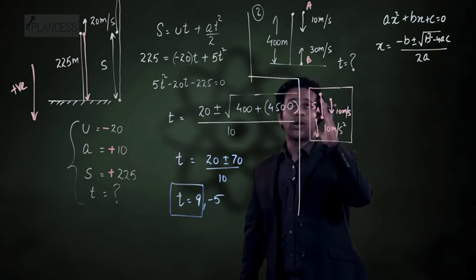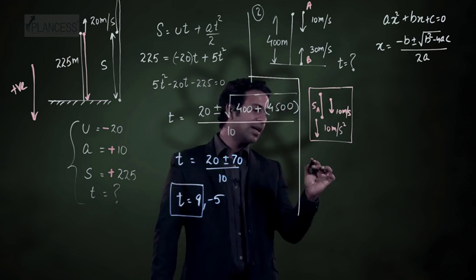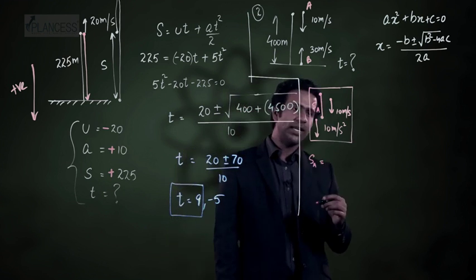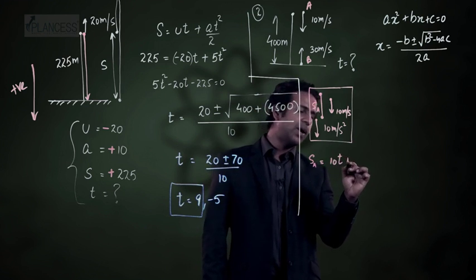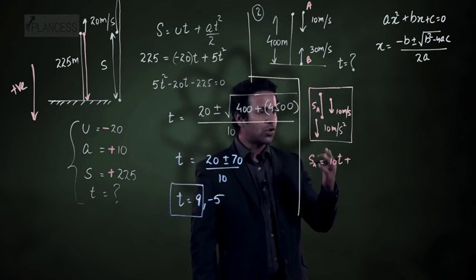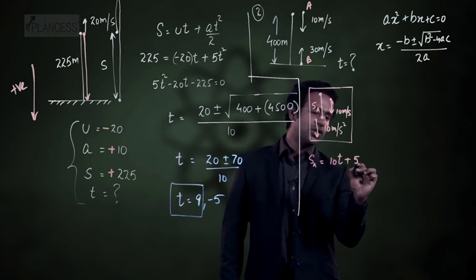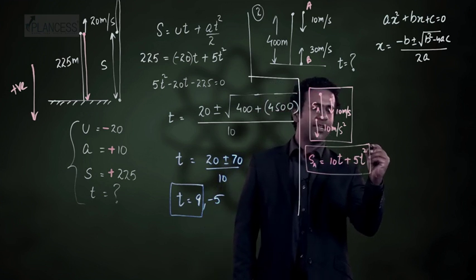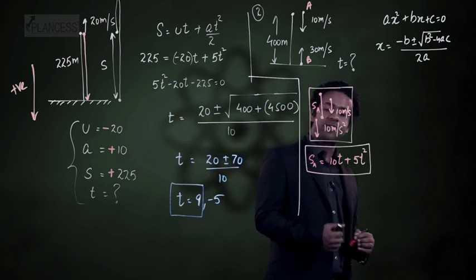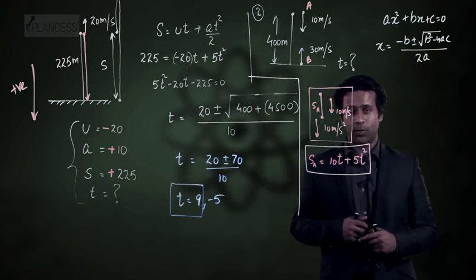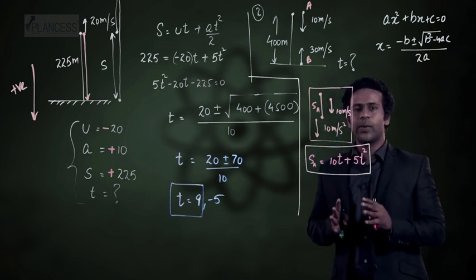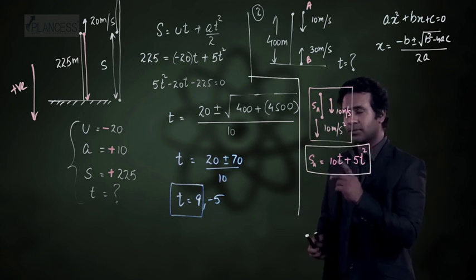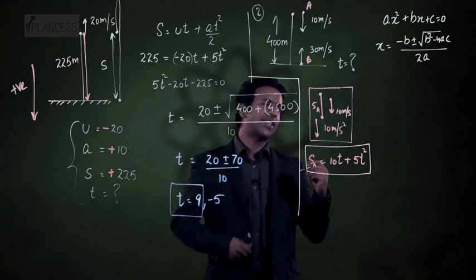Right. So the equation for the first ball becomes SA is equal to UT, which makes it 10T plus half AT square. So half into 10 makes it 5. So this is the equation for the first ball. Its displacement in terms of time is given by this equation. And we have written this equation by taking the downward direction as positive. Right. Let's come to the second ball.